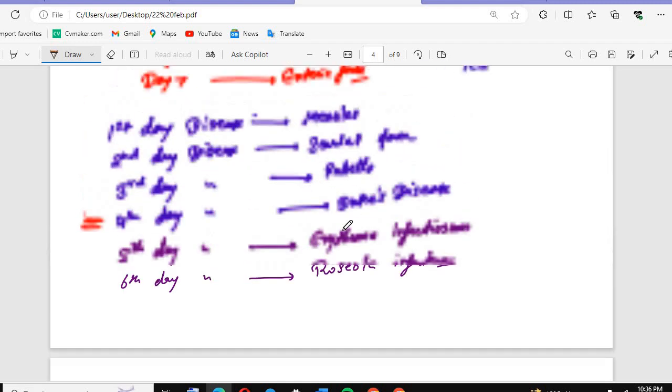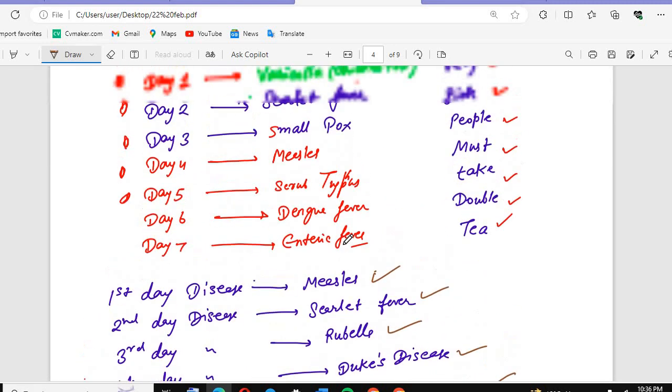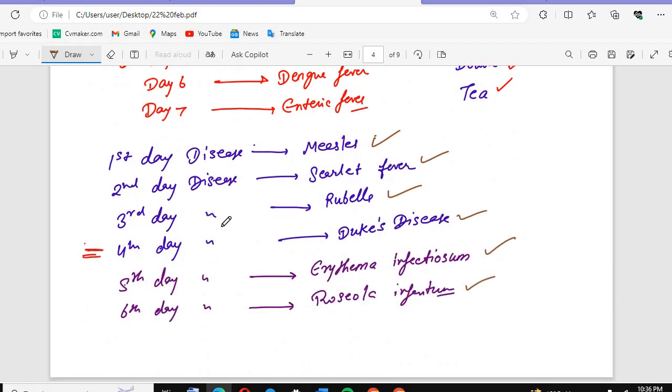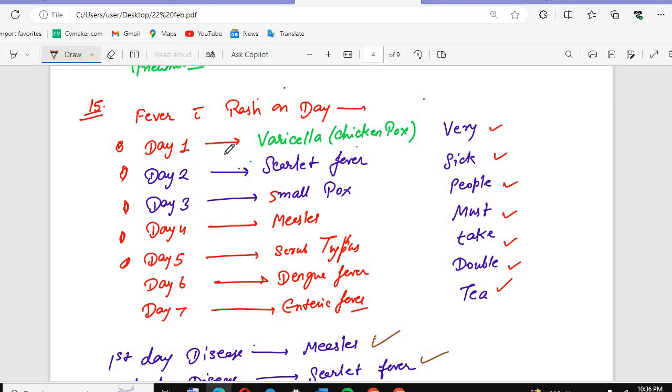And if you don't understand anything, you need to first revise the difference between the first day disease versus rash on the first day. So there is a rash. This one you will understand, why we call it the first day, second day, and third day disease. And this is the day on which we are getting the rashes.